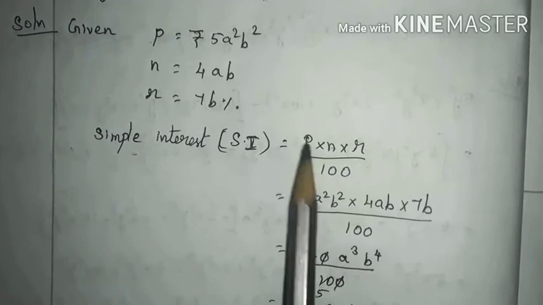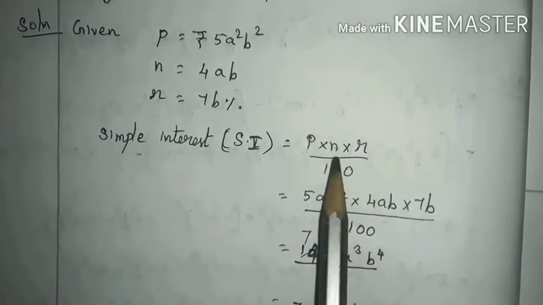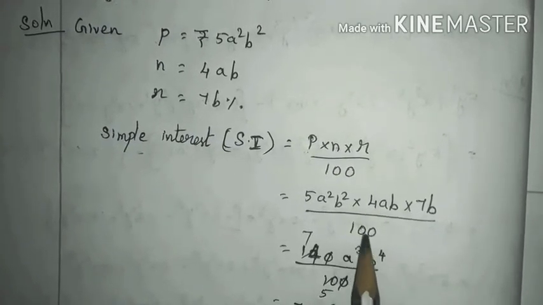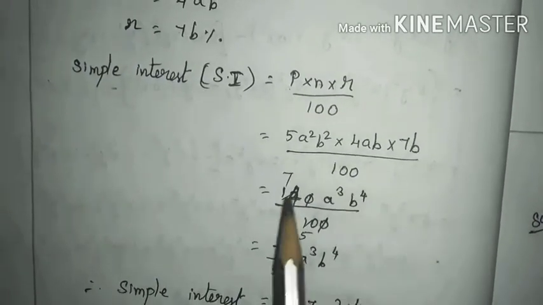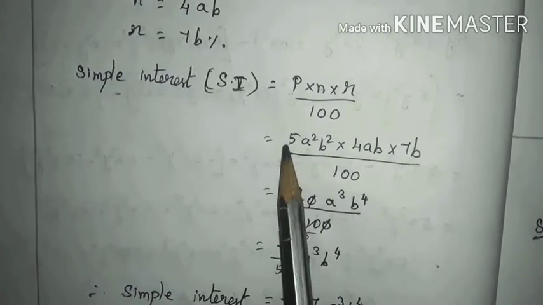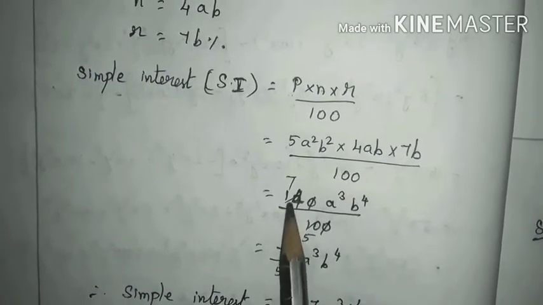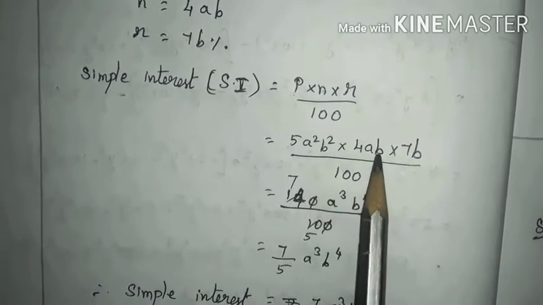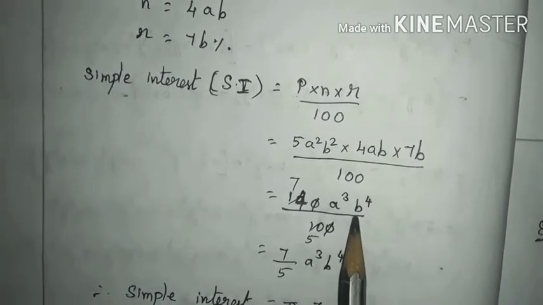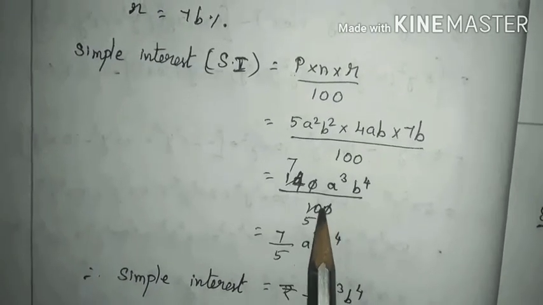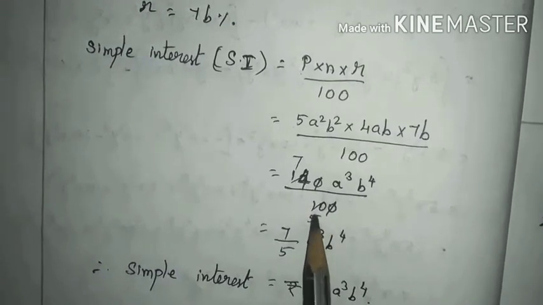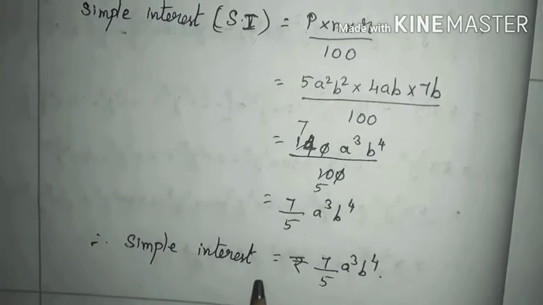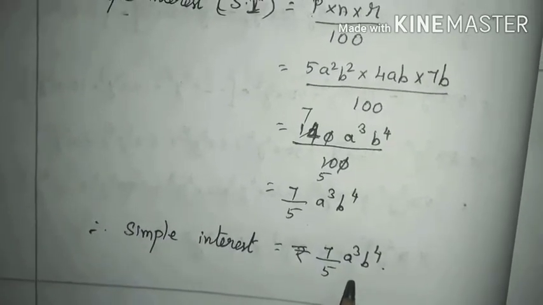Principal is 5A square B square and N is given as 4AB into R is given as 7B by 100. If we multiply the numerator, we get 140. That is 5 into 4, 20. 20 into 7, 140. A square into A cube, B square into B, we get the answer as B power 4 by 100. When we divide this 140 and 100, we get 7 by 5 A cube B power 4. Therefore, the simple interest is rupees 7 by 5 A cube B power 4.